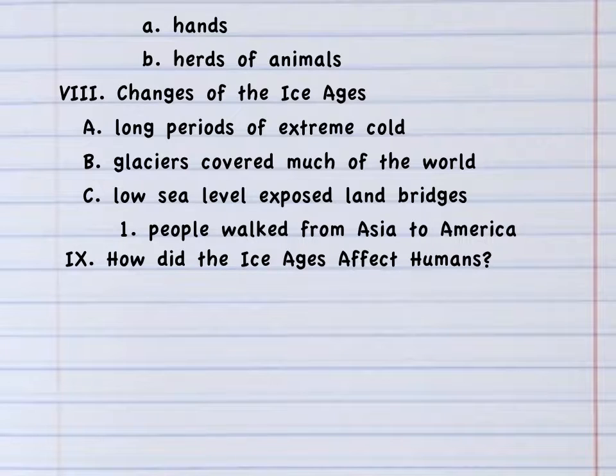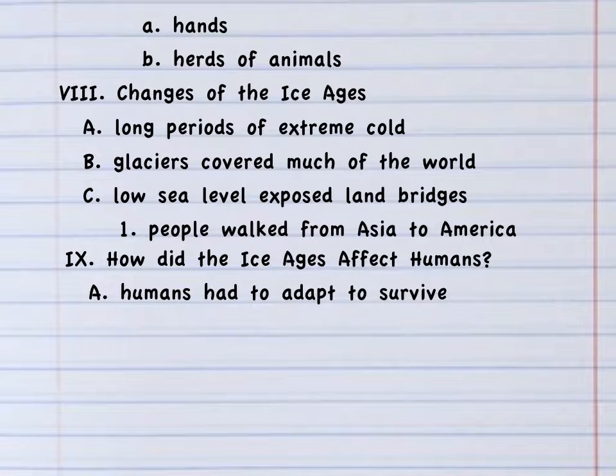How did ice ages affect humans? Well, the ice ages were super cold, and so there was a lack of food. There was not a lot of food around, and we had to compete with a lot of other hunters like wolves for the limited amount of food that was there. So humans really had to adapt to survive.